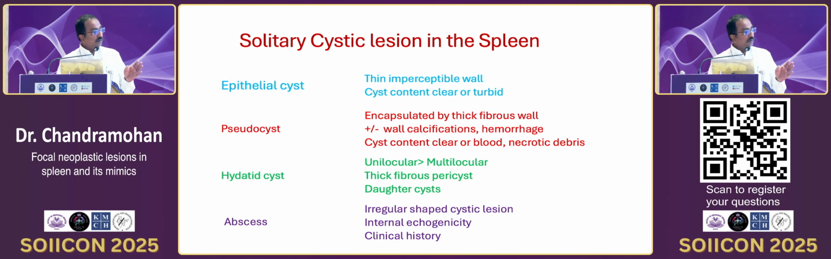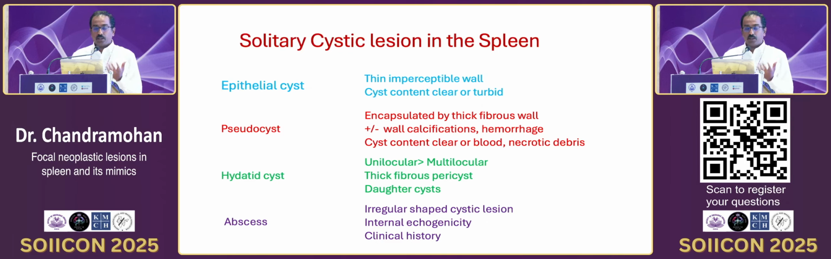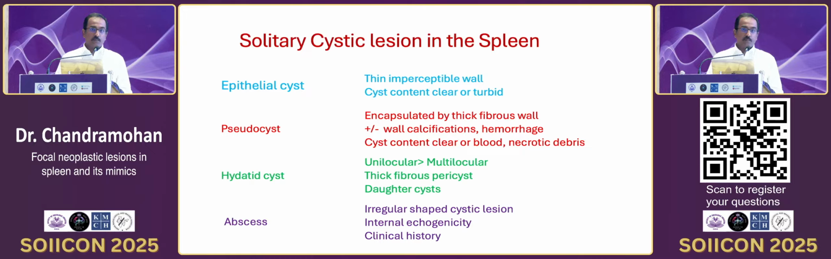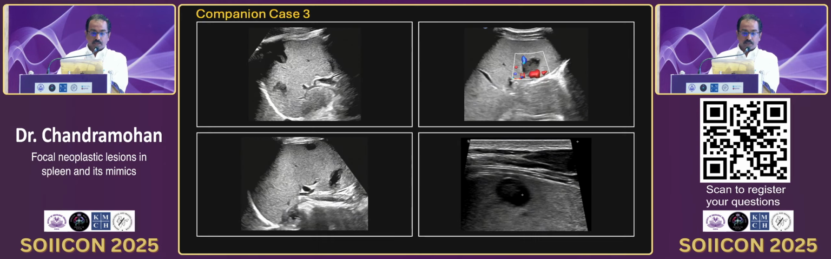Now these are the common solitary cystic lesions that can occur in spleen. So epithelial cyst will not have a wall. Pseudocyst and hydatid cyst will have a fibrous wall, and abscess will have an irregular margin. And clinical history is very important in case of abscess, where you ask whether the patient is diabetic, immunocompromised, or the patient is having fever. That is very important to diagnose abscess.